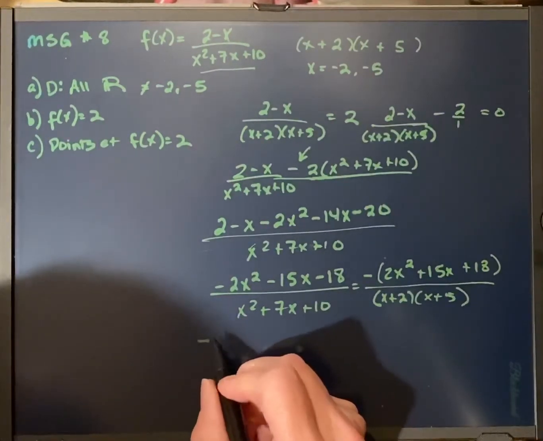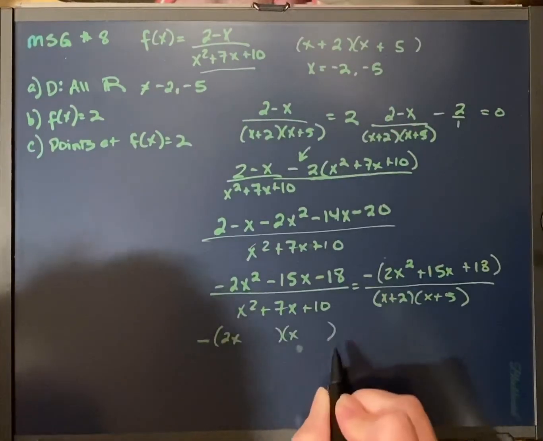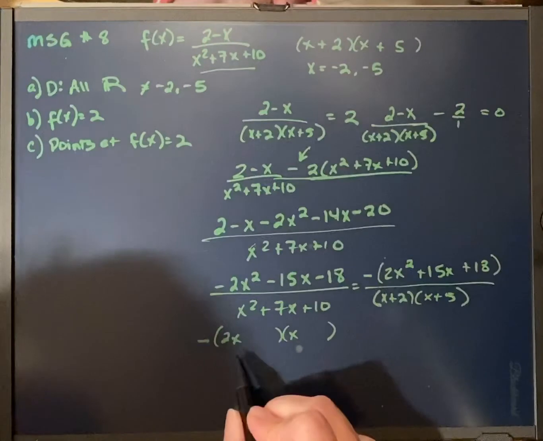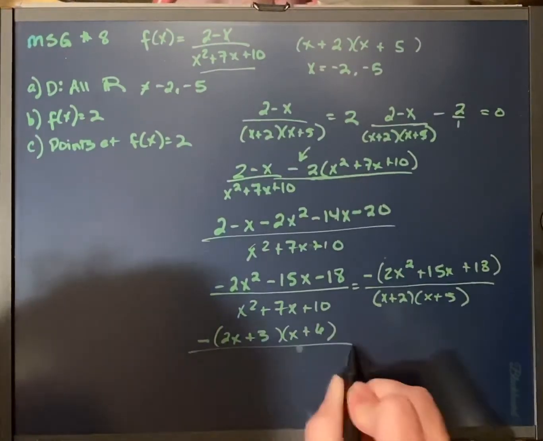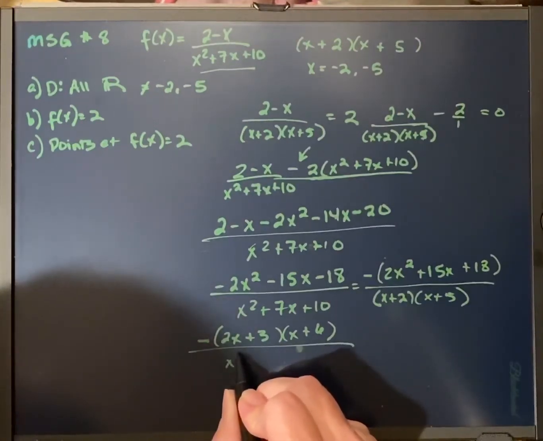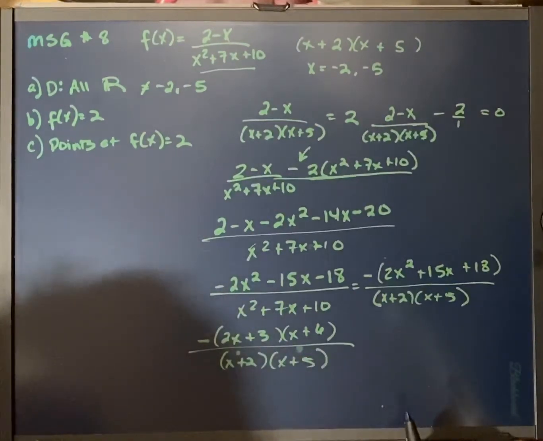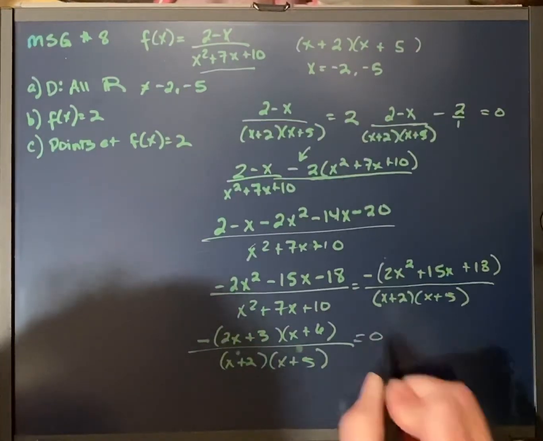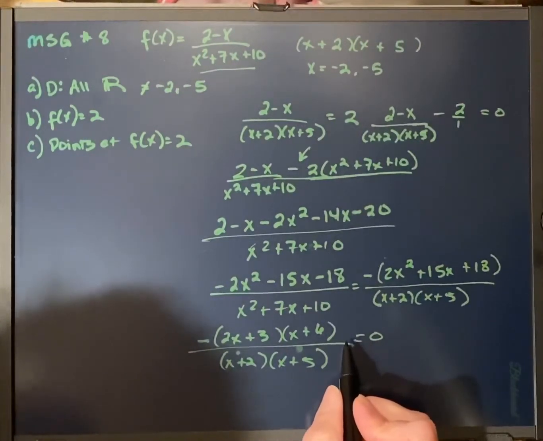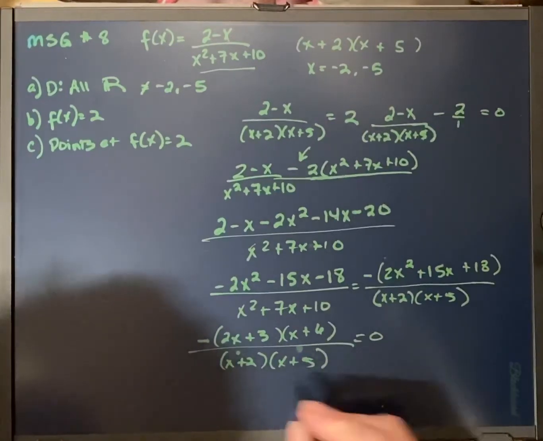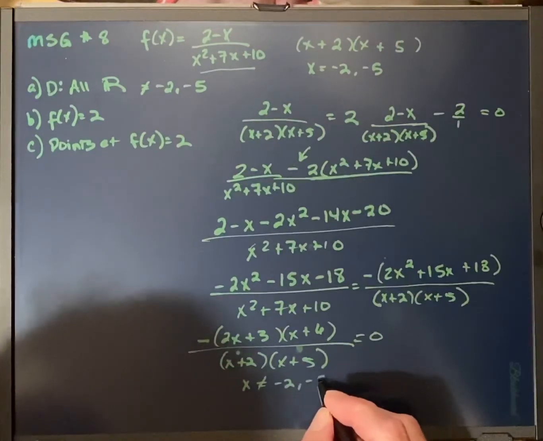We're going to get negative. We've got a 2x and an x. We need to make 18 and add to 15. And that's equal to 0. So we already know that we can't have x equal to -2 or -5.